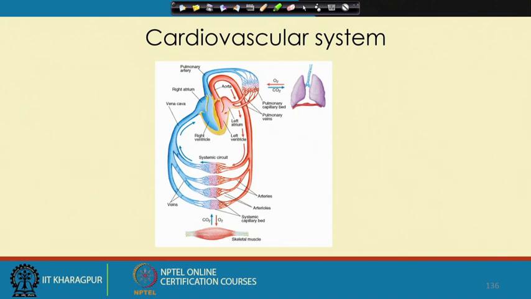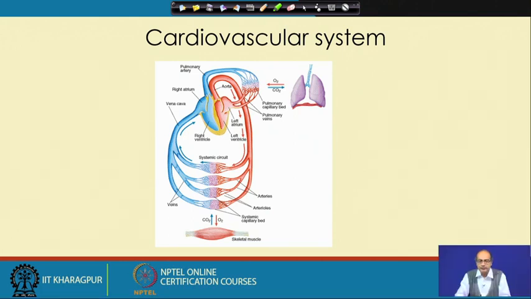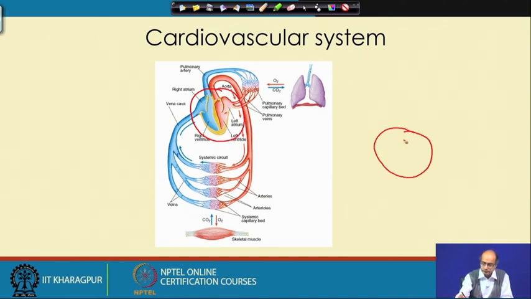So, let us first take one such system, that is the cardiovascular system. In fact, if we look at this system, it is nothing but a circulatory system, circulating the blood throughout the body. The main thing here is the pump, the heart, which has 4 chambers, that we can say 1, 2, 3, 4.